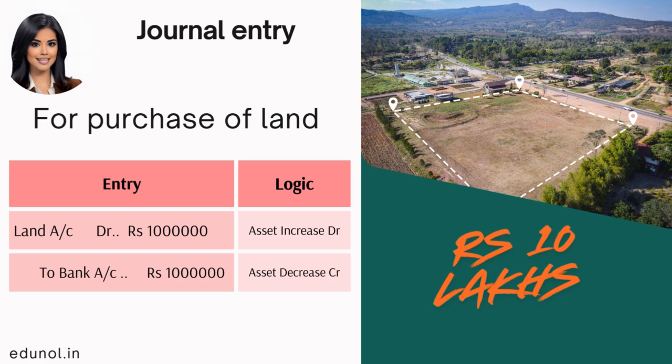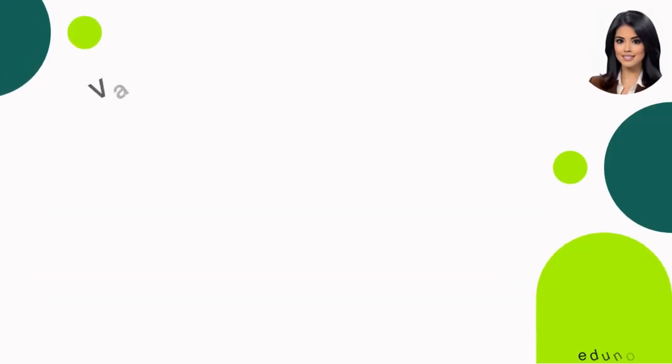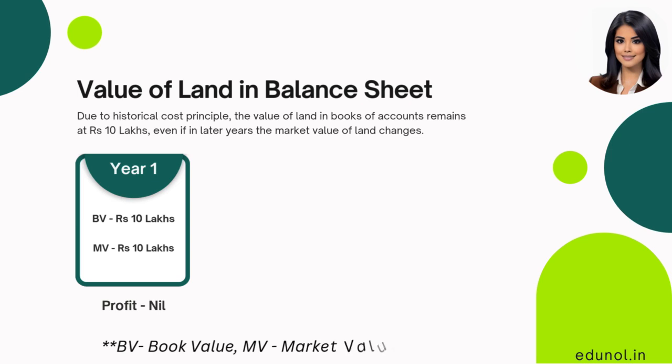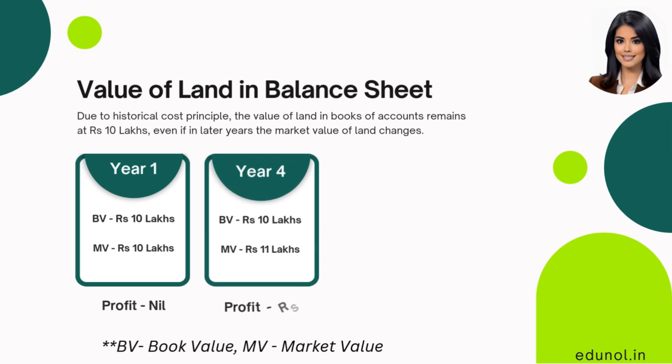Now, book value of land is 10 lakh rupees. Book value means the value in books of accounts. Due to historical cost principle, the value of land in books of accounts remains at 10 lakh rupees, even if in later years the market value of land changes. Suppose the market value of land after 4 years becomes 11 lakh rupees. Still, the land in the balance sheet of the partnership firm will be shown at 10 lakh rupees only. This gives rise to an unrecorded profit of 1 lakh rupees. This is due to the historical cost principle.